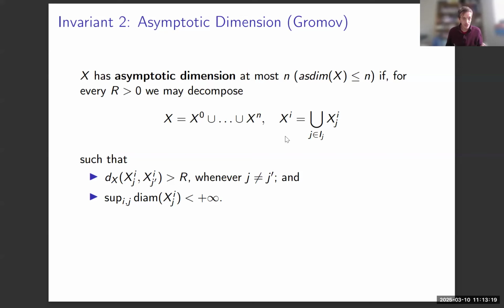The first is that any pair of them, so those of the same color but different blocks of that same color, should be at least r apart. And the second condition is that all these pieces in our decomposition should have uniformly bounded diameter.